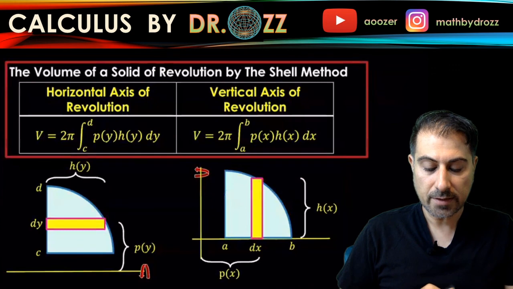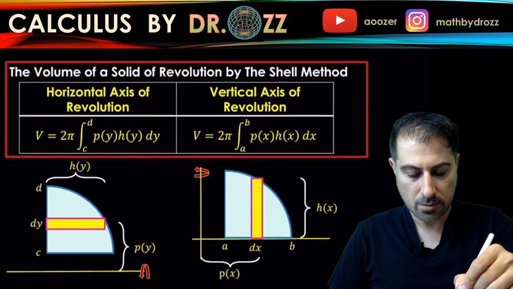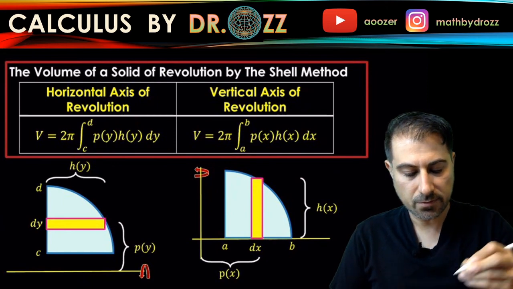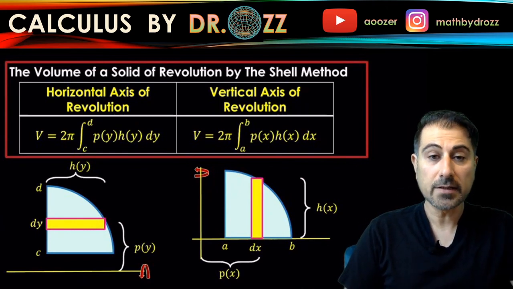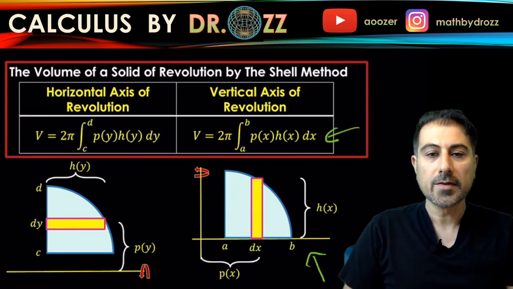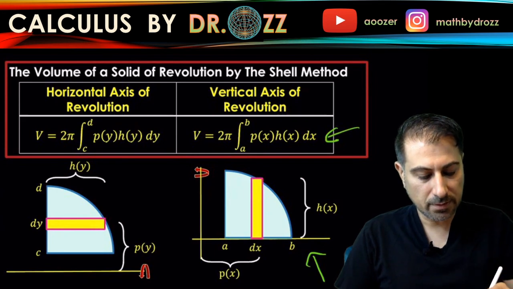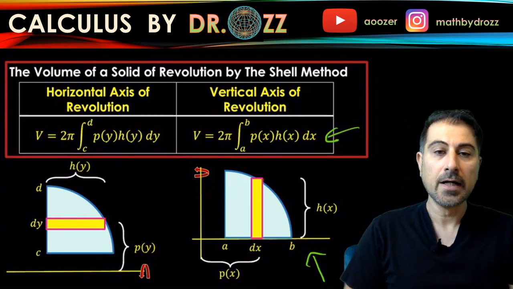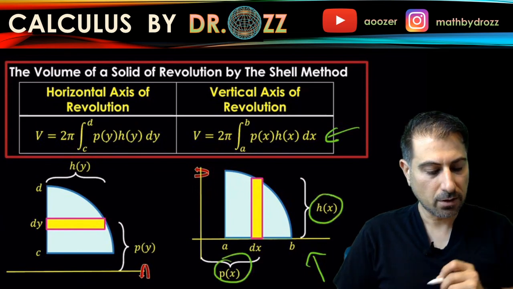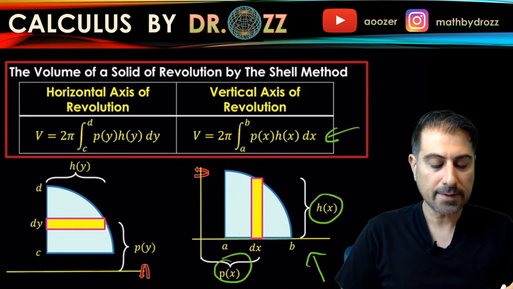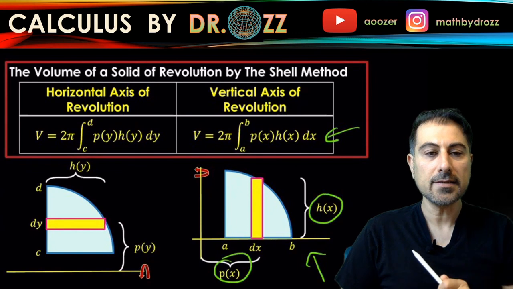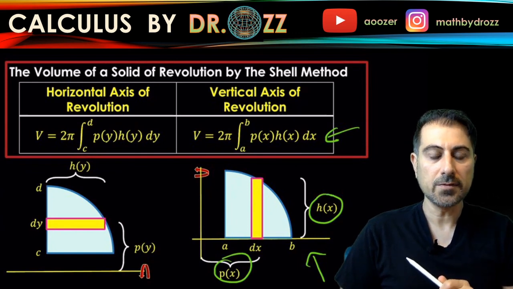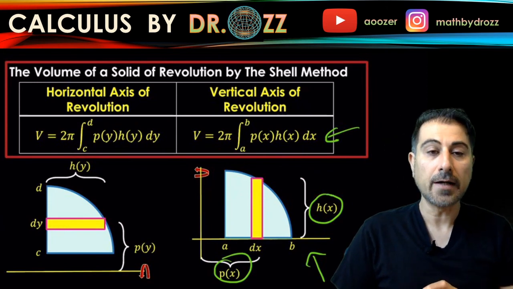All we need is the radius of the bottom. This is the axis of revolution about the y-axis, so we're in the second case of this formula. All you need is the radius p of x and the height of the shell. The formula goes like this: 2 pi times p of x, that's the circumference of the circle after the revolution, times the height, times dx, which gives you the volume of that representative shell.